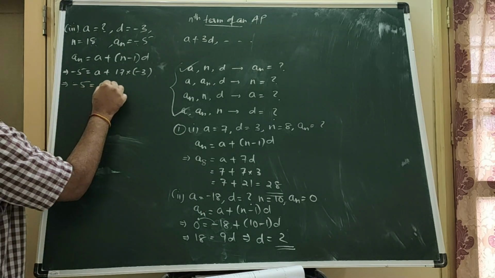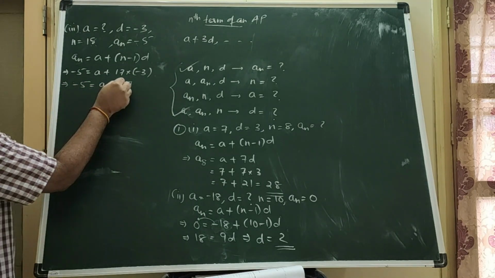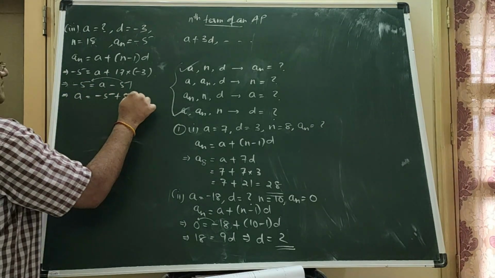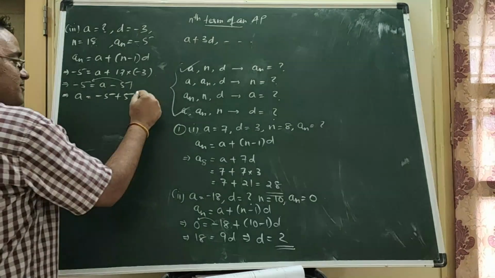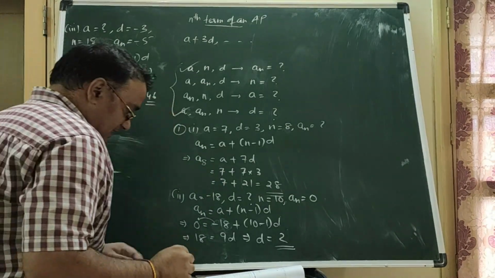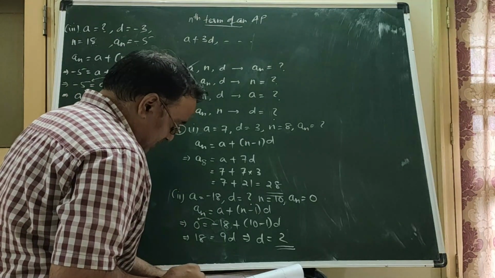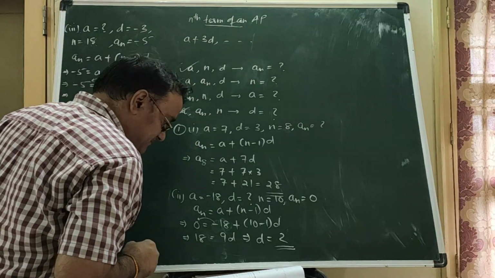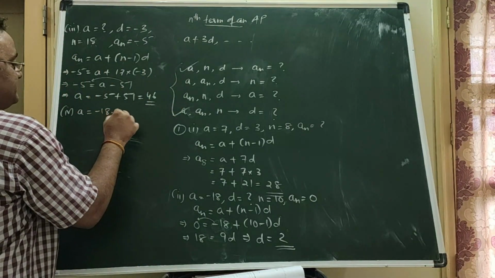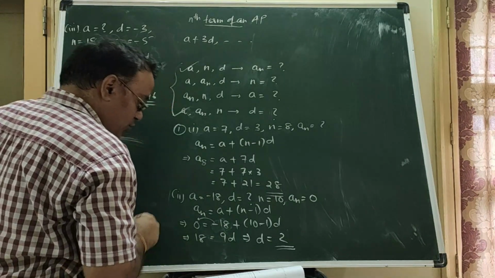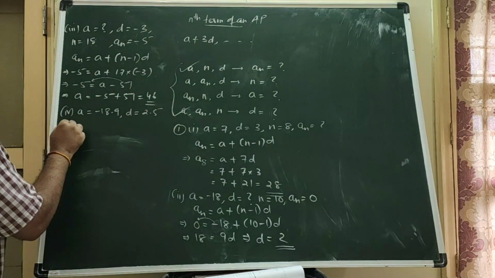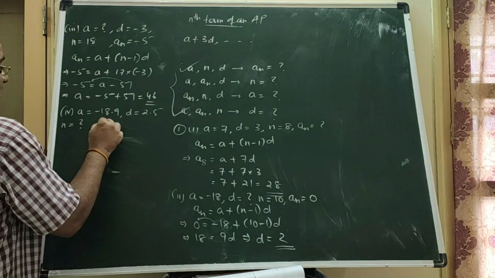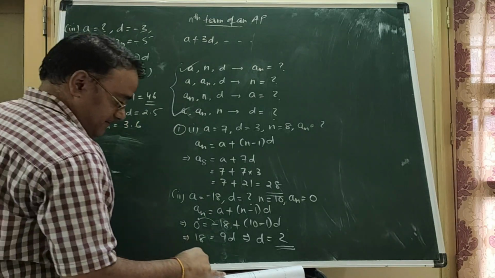So minus 5 is equals to a minus 51. So minus 51 will shift here. It will become plus 51. So 51 minus 5 is equals to 46. So this is the answer. Next question, fourth bit. Fourth bit, a is given minus 18.9 and d is 2.5, and we need to find n here. Okay, and an is equals to 3.6, right?